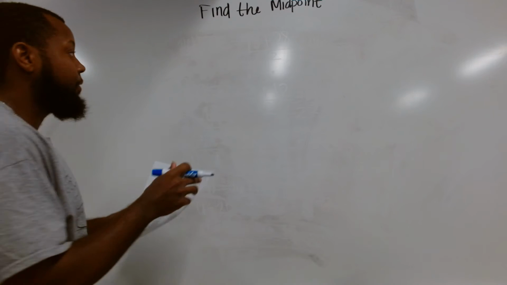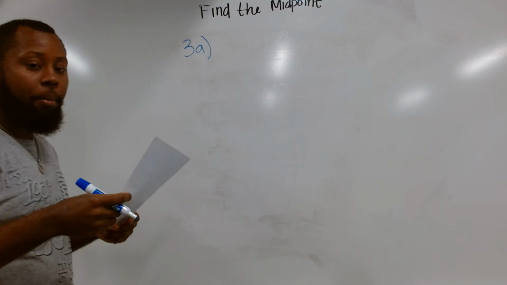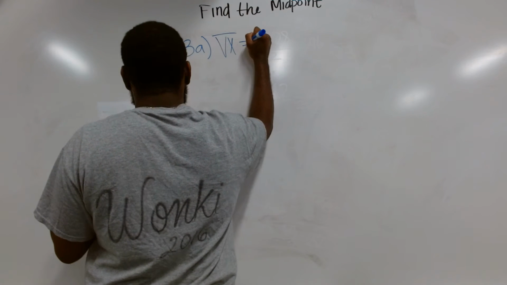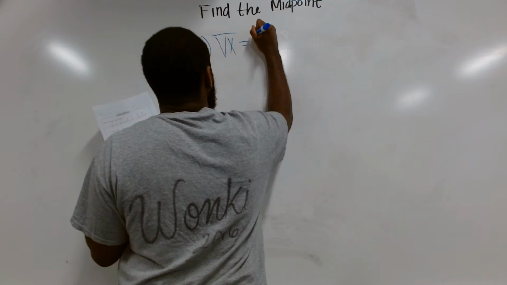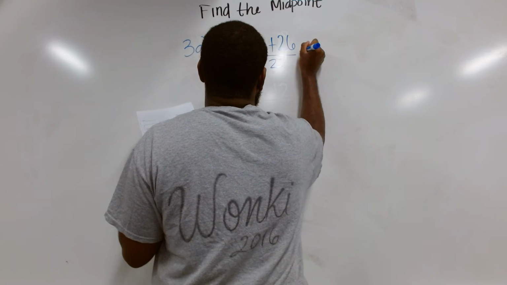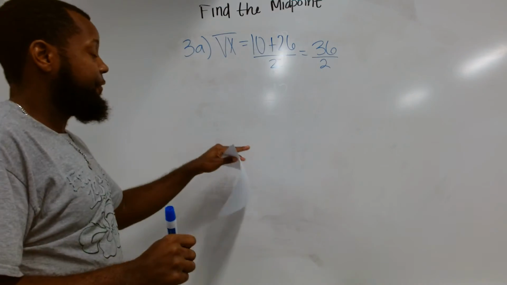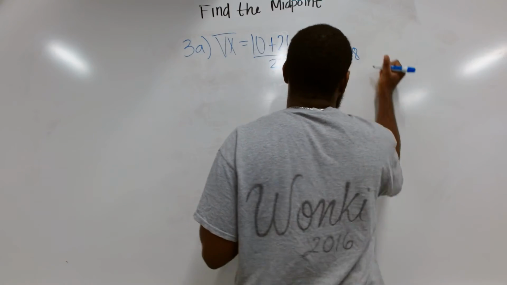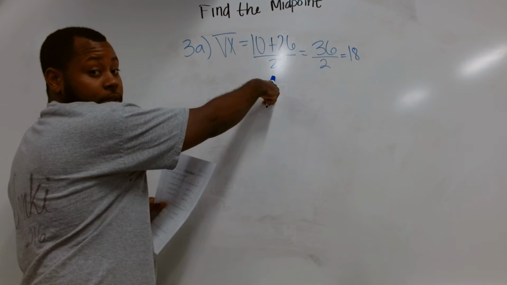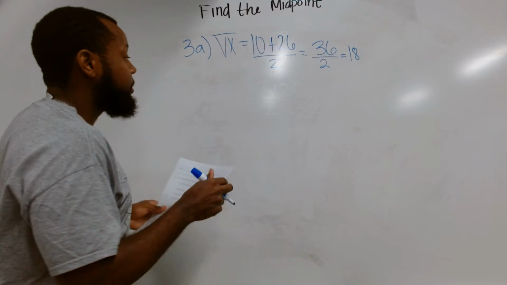Let's see. We're going to try the third set. The third set only has 4 questions. We start with 3A. 3A says midpoint of VX. So the value of V, 10. The value of X is 26. Same template. We're going to have 36 divided by 2. Half of 36 will give us 18. If y'all can't see that because of the glare, that's a 2. But then again, it's been the same thing as we've been following along.